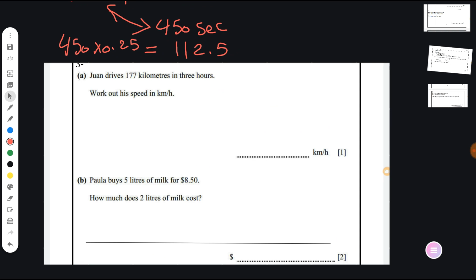Juan drives 127 kilometers in 3 hours. Work out his speed in kilometers per hour. How do we use the ratio? Here it's a rate. A rate is between two different quantities, kilometers to hours: 127 to 3 hours. I need it per 1 hour because the question says kilometers per hour, so x goes here. To find the speed per 1 hour, we will use cross multiplication.